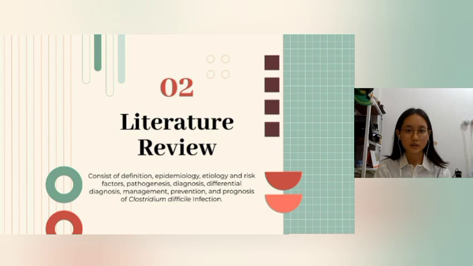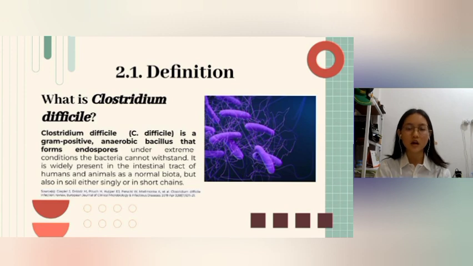Greetings everyone, my name is Joanna with the last 3 digits of my student number 079. This time I'm going to explain about what is the definition of Clostridium difficile infections. But before that, we need to know what is Clostridium difficile. Clostridium difficile or C. difficile is a gram-positive anaerobic bacillus that forms endospores under extreme conditions the bacteria cannot withstand. It is widely present in the intestinal tract of humans and animals as a normal biota.